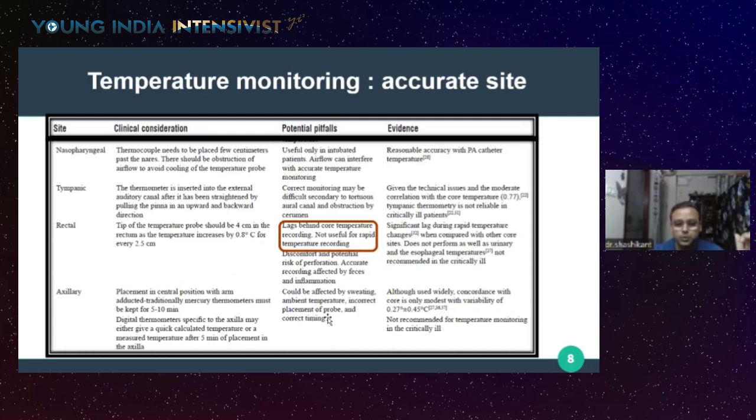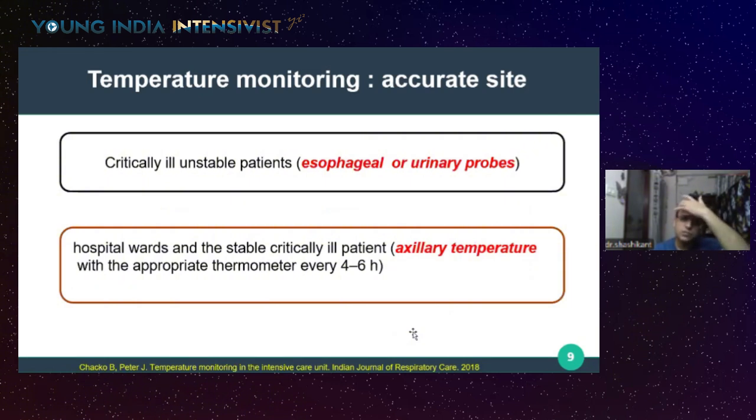Axillary, it is very simple to do, but again the local blood flow, the sweating, the local airflow, and the ambient temperature affect the axillary temperature recording significantly. It is very simple to place a probe or device in the axilla and record it, but the concordance with the core temperature is not very great. So for a critically ill unstable patient, it is not a good idea to measure axillary temperature. As per the literature, for any critically unstable patients, the esophageal or urinary probes are recommended, while in hospital wards and stable critically ill patients, axillary temperature monitoring with an appropriate thermometer every 4 to 6 hours is recommended.